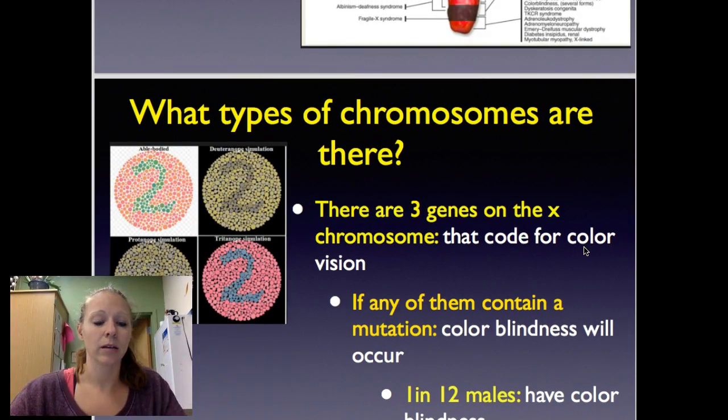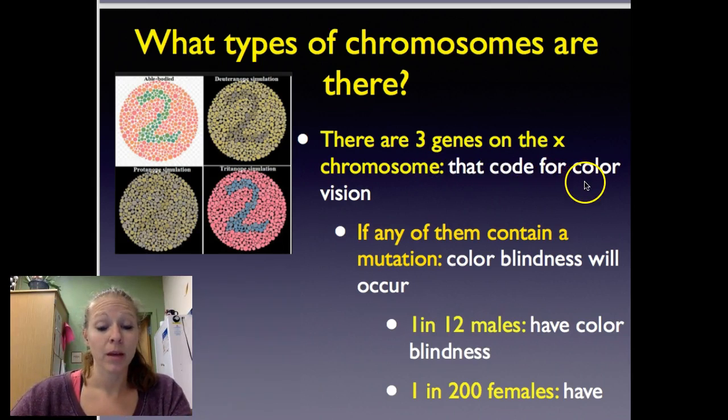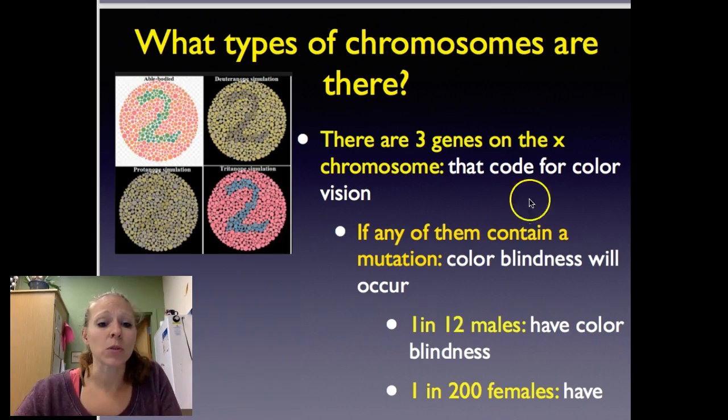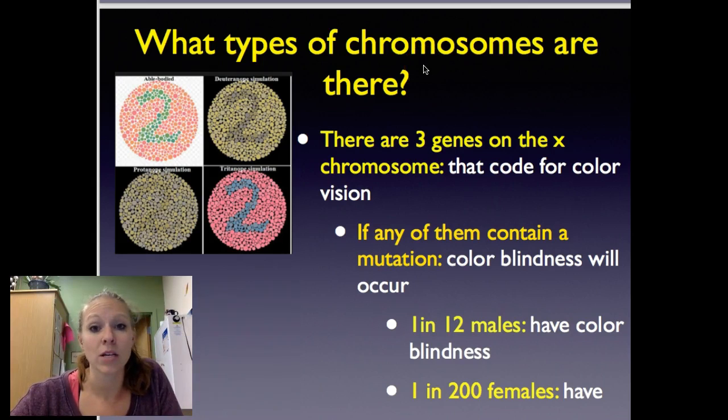Let's look at color blindness pretty quickly. So there are 3 genes on the X chromosome that code for color vision. If any of them contain a mutation, color blindness will occur. So there's a couple of different types of color blindness. One is red-green. So somebody with red-green color blindness has a hard time differentiating between red and green colors. And there's also blue-yellow color blindness as well.